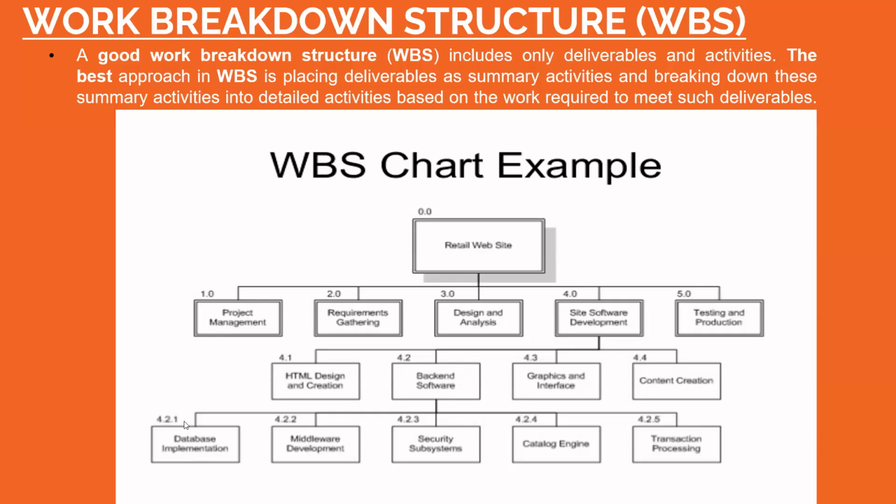Okay, sub node. Say, for example, it has been named as 4.2.1, 4.2.2, and so on. So backend software work has been broken down into multiple activities, like database implementation has to happen, middleware development, finalization has to happen. Can you all see that? Every work has been further elaborated.